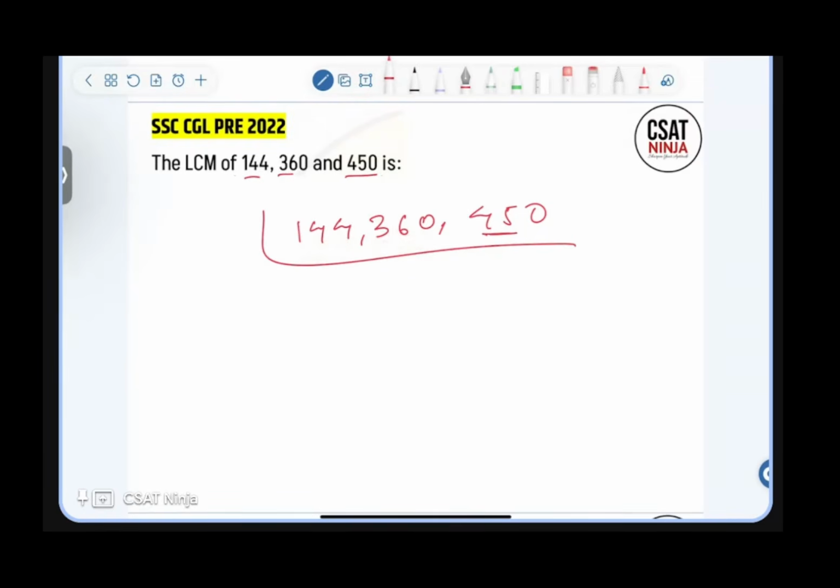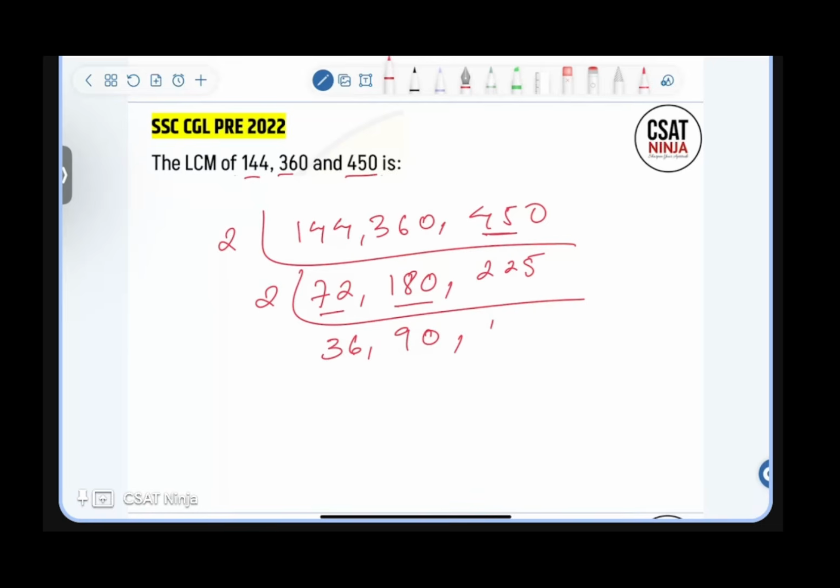So shall we start with this? You can start with 2 here. 2 sevens are 14, 2 twos are 4, 2 ones are 2, 2 eights are 16, and 0. 2 twos are 4, 2 twos are 4, 2 fives are 10. Again, since this is divisible by 2, I'll go by 2 again. 2 threes are 6, 2 sixes are 12, 2 nines are 18, 0, and 2 ones are 2. This is not divisible by 2. 2, 2, 5 here.